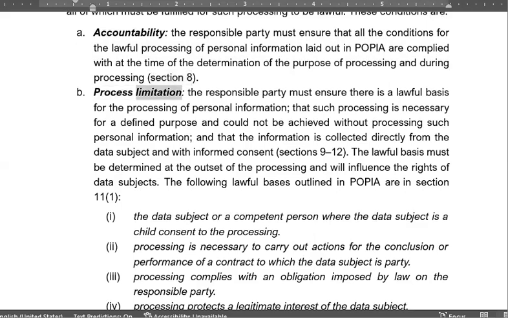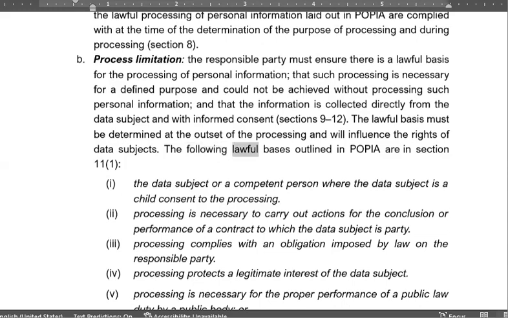Processing limitation. The responsible party must ensure there is a lawful basis for the processing of personal information, that such processing is necessary for a defined purpose and could not be achieved without processing such personal information, and that the information is collected directly from the data subject and with informed consent, sections 9-12. The lawful basis must be determined at the outset of the processing and will influence the rights of data subjects.